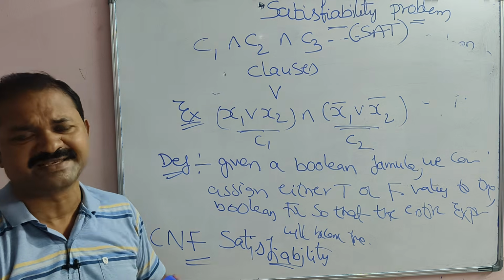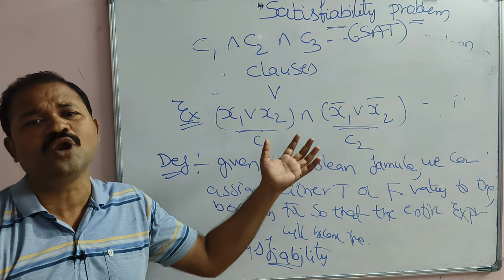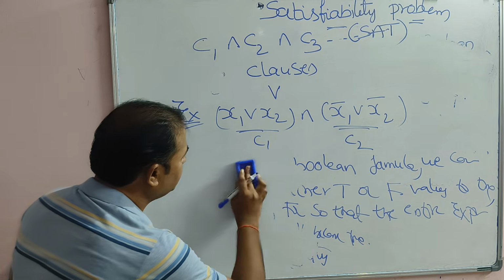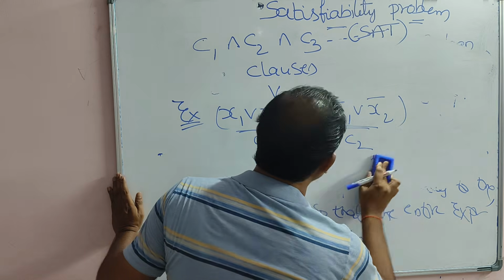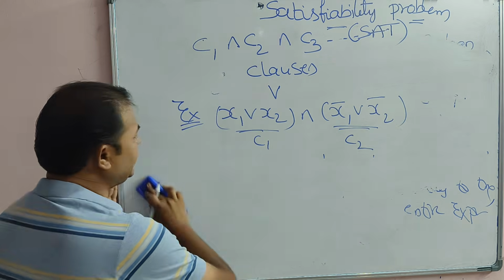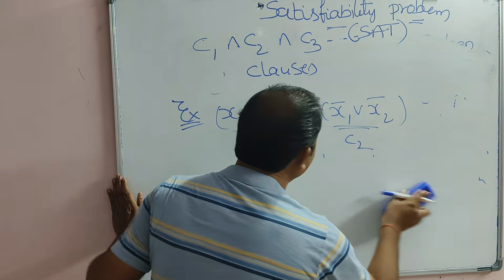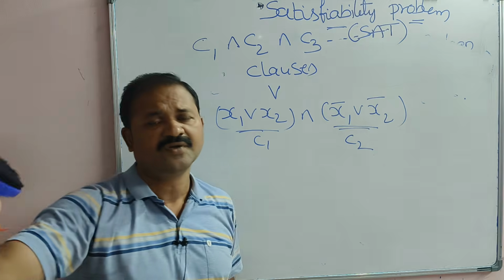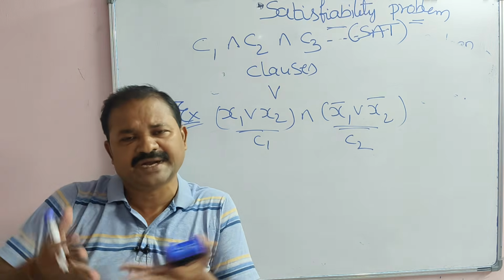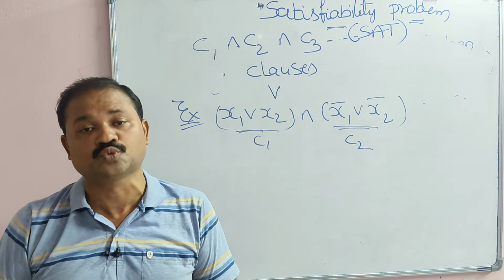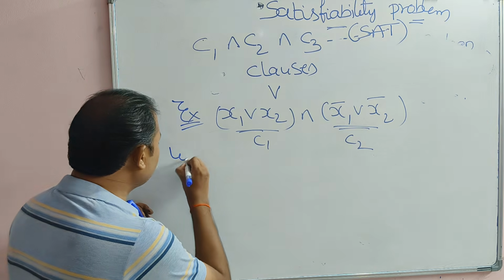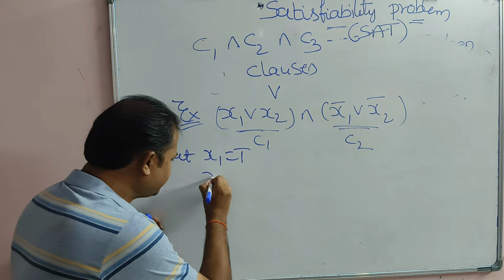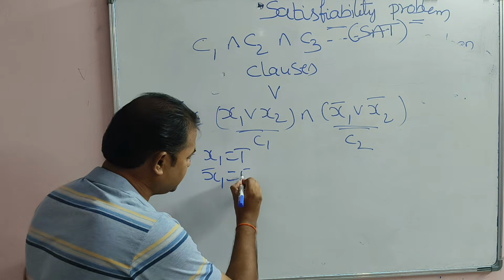Now let's see this example and make the whole expression true. In the examination, if a question is given to explain the satisfiability problem, then you can take this expression, or some other expression may be given, and we have to prove that the expression can be made true. So let x1 equal true. Then what is x1 bar? If x1 is true, then x1 bar is false.